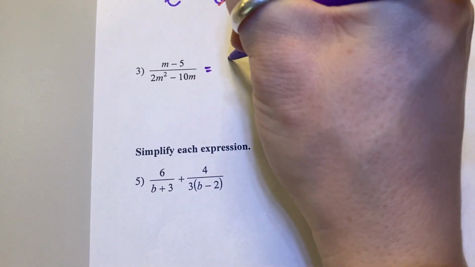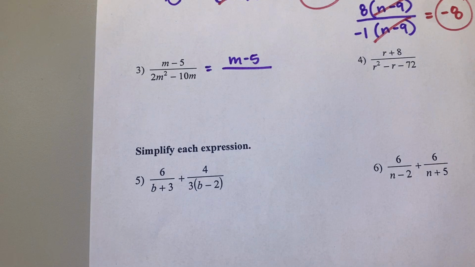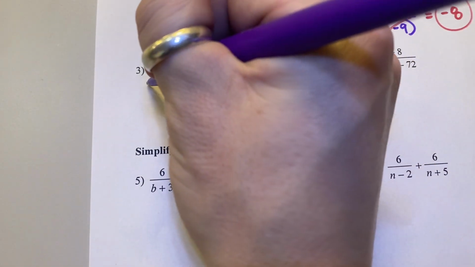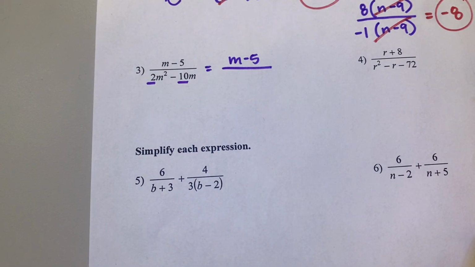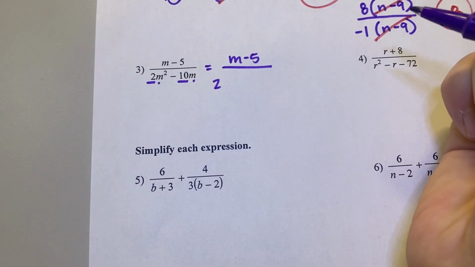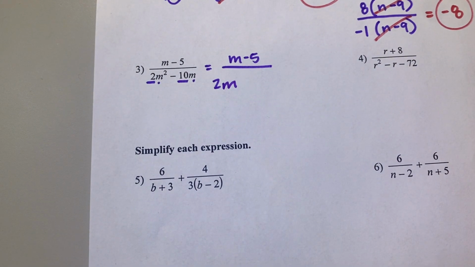In fact, we're going to just rewrite it. m minus 5 on top. Look at my denominator. Okay, 2 terms. What can I divide both 2 and 10 by? 2. I can divide out a 2. And how many m's can I take from each? 1. So I can factor out a 2m.